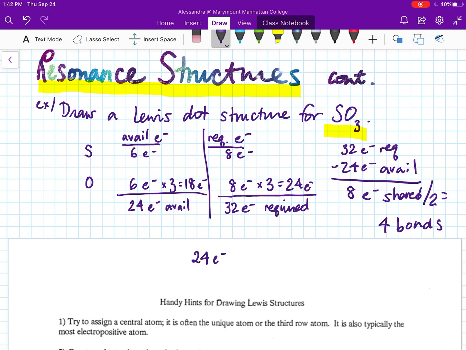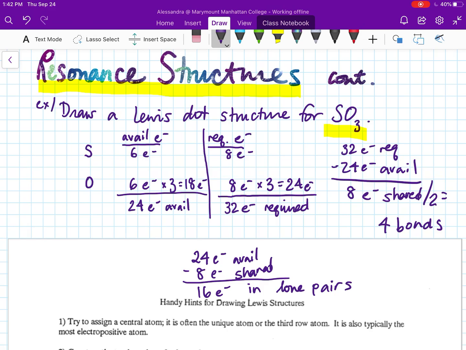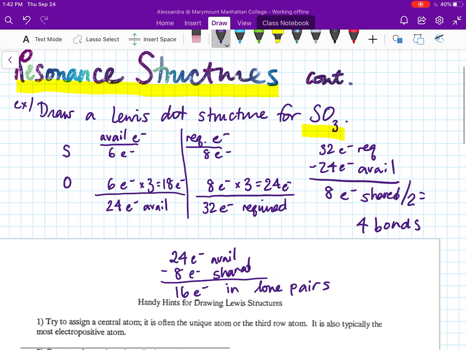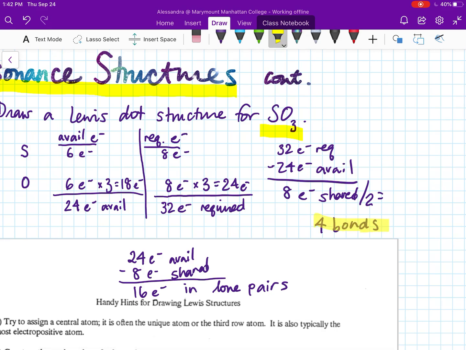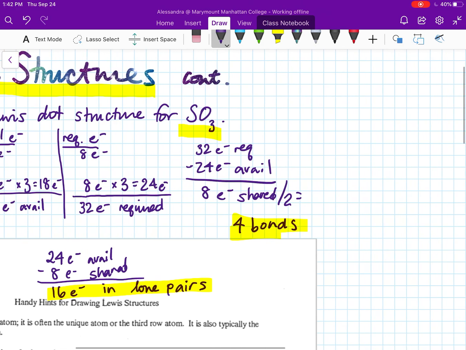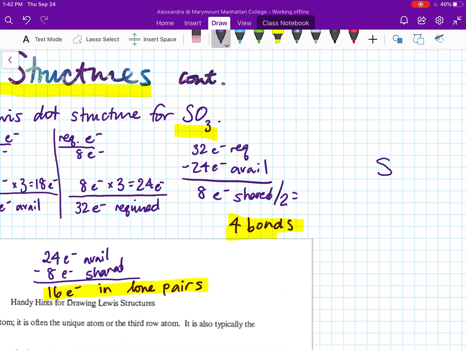So 24 available minus 8 electrons shared leaves me 16 electrons that are non-bonding. Those electrons can be found in lone pairs in the molecule. So now let's start drawing the molecule. I know that I have 4 bonds that I need to include and 16 electrons in lone pairs. My unique atom is most likely going to be the central atom, so I'm just going to draw sulfur in the center.